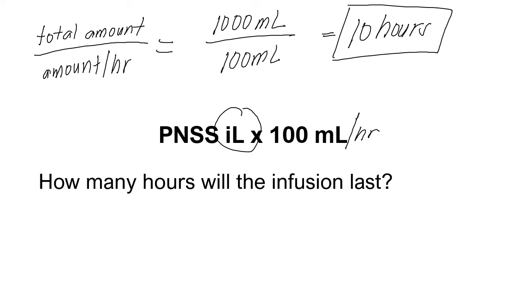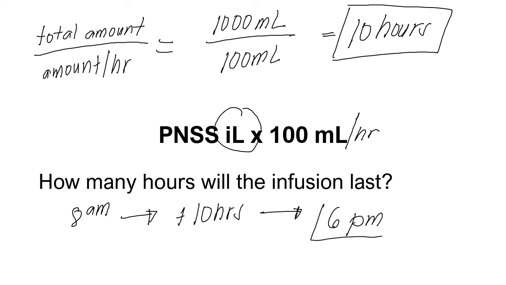That would be consumed within 10 hours. What are the applications of this in nursing practice? For example, if this IV fluid has started at 8 a.m., what time do we anticipate the IV fluid to be consumed? If it would be consumed in 10 hours, we need to count 10 hours from 8 a.m. That would give us 9, 10, 11, 12, 1 p.m., 2, 3, 4, 5, 6 p.m. So after 10 hours from 8 a.m. would give us a value that this IV fluid would be consumed by 6 p.m.